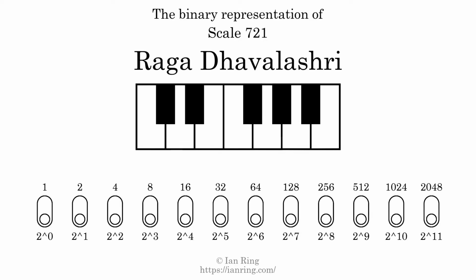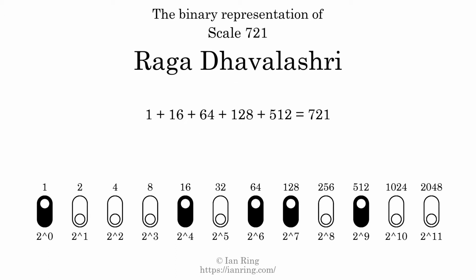The binary representation of this scale is determined by mapping tones of the scale to binary digits. Each binary digit represents a power of 2. To get the scale number, we add the powers of 2 together. The powers of 2 that are present in the scale, all added together, equals 721. That is why the scale number, in decimal, is 721.